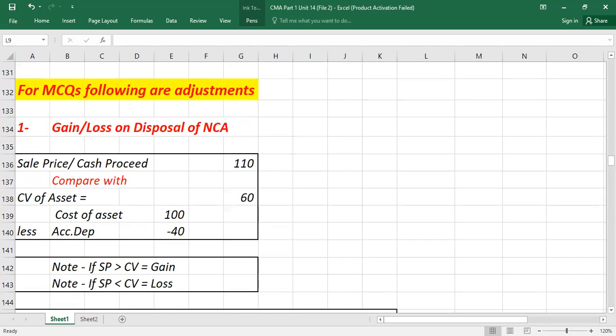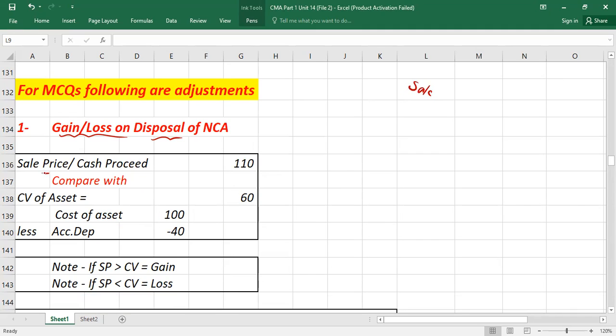Now, guys, we are going to talk about adjustments, which could be tested in your essay questions, or in your MCQs as well. So here we go. The first adjustment I'm going to explain is relevant to the gain or loss on disposal of a non-current asset. So guys, we know it. When you sell your non-current asset, obviously at the time of sale, you could have a gain or loss, right? So that is what we are going to calculate. And how do we calculate gain or loss? We always take the sale price first.